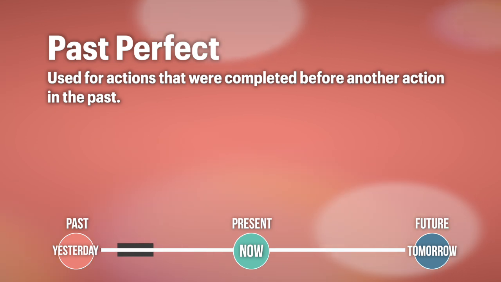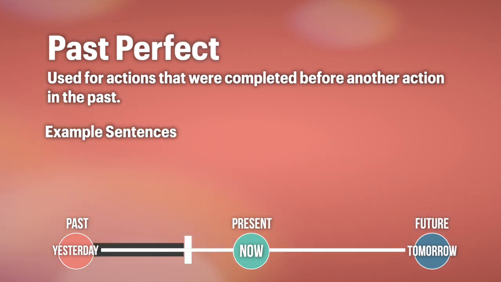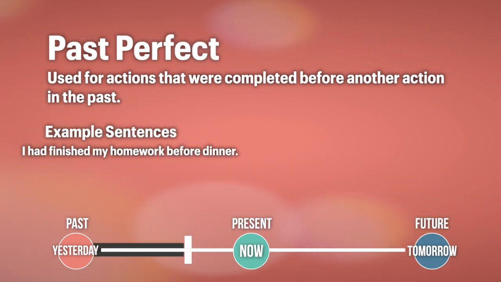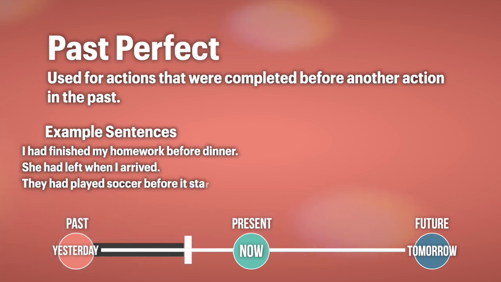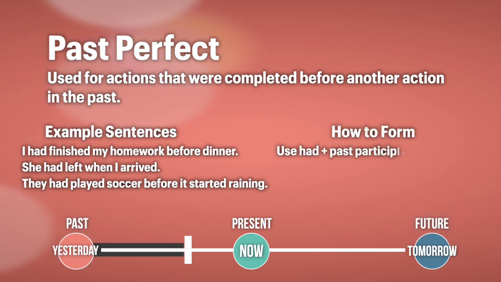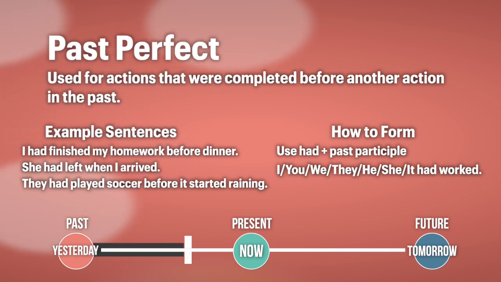The past perfect tense is used for actions that were completed before another action in the past. For example, I had finished my homework before dinner. She had left when I arrived. They had played soccer before it started raining. How to form the past perfect. Use had plus past participle. I had worked. He had worked.